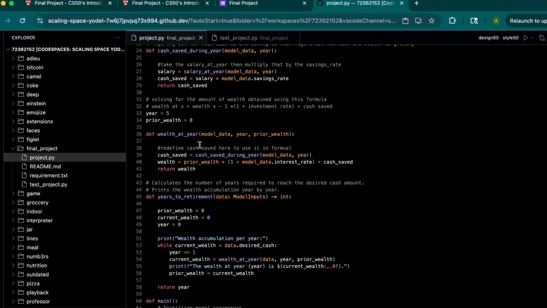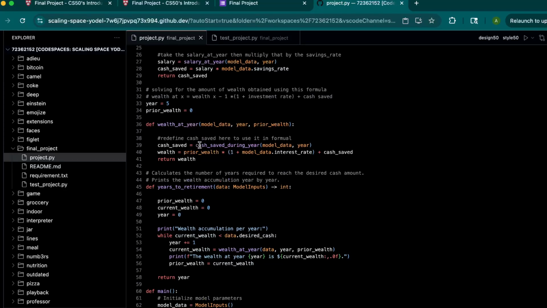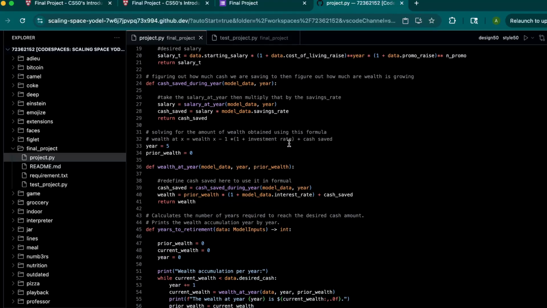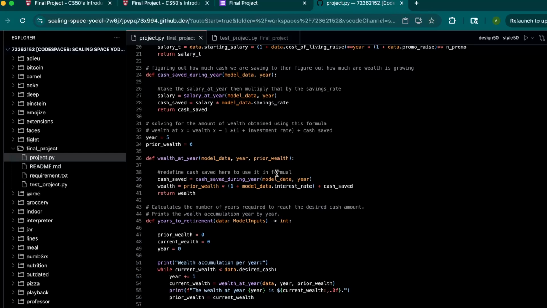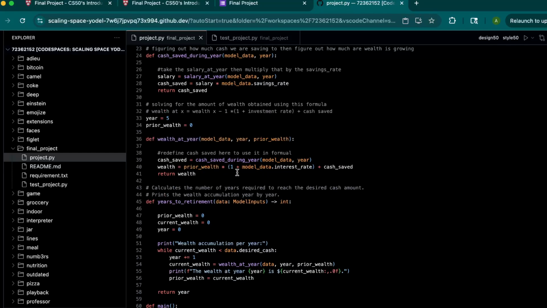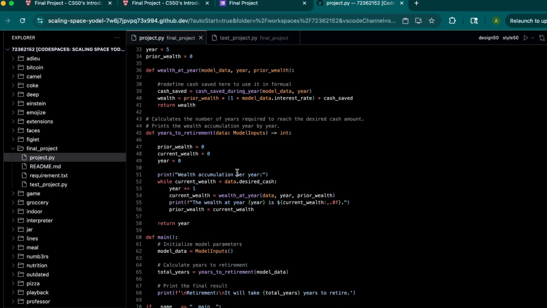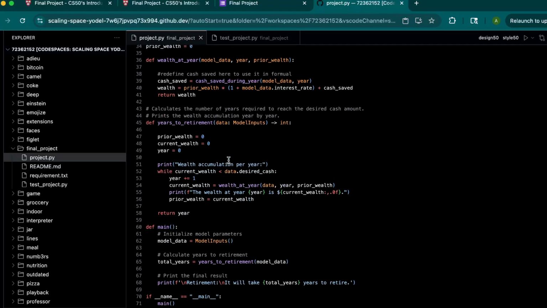And then after that we find the wealth of each year, where we just take the amount of cash that we saved, and then we use a wealth formula, which is wealth at X years equals the wealth of the prior year, which is X minus 1, multiplied by 1 plus the investment rate, which was given in this as 0.05, and then adding the amount of cash that we've saved. So after that we get the wealth, and then from there we're able to find the amount of years to retire.